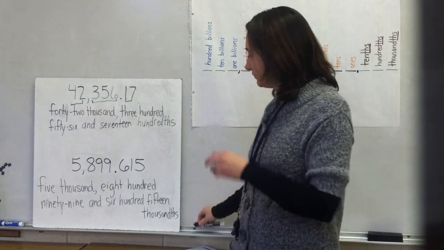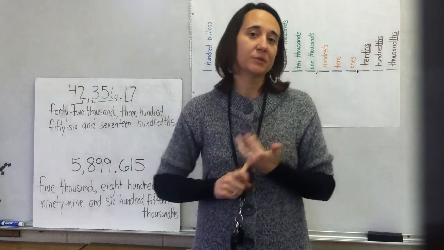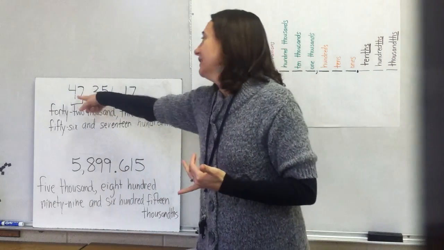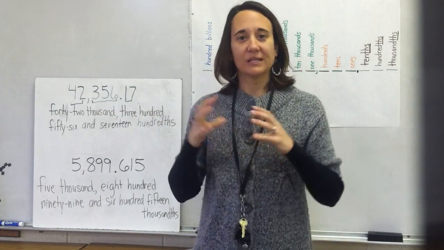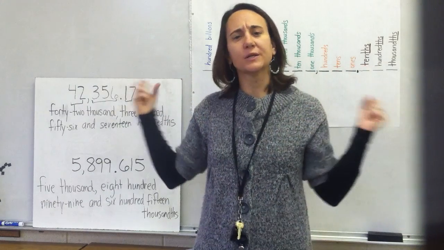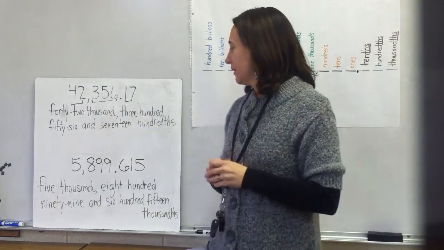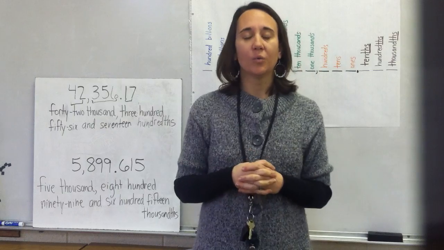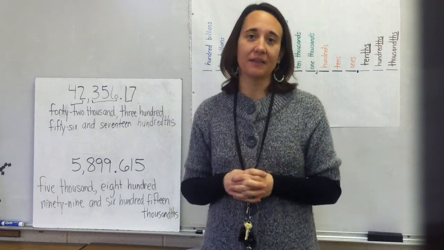So hopefully that helps you understand. Remember, standard form is simply the numbers. This is written in standard form. Expanded form is when we add all those zeros because we're expanding it out. And then finally we do word form, which is writing it exactly like we would say it.